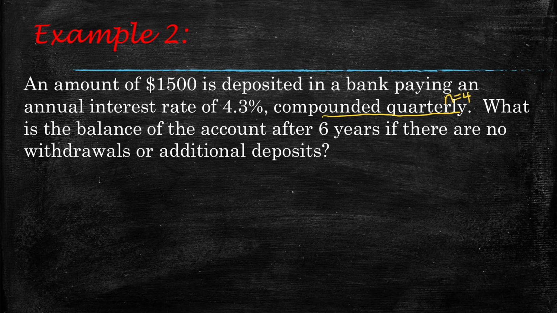4 times a year. This is going to be your compound interest formula, which is A equals P times 1 plus R over N to the NT power. P is your principal. That's what you're putting into the account. We're putting in $1,500. Our interest rate is 4.3%, but we need to convert that to a decimal, so we're going to move it over 2 places. So this is going to be 0.043. And our N is 4 since it's compounded quarterly, and our T value is 6.